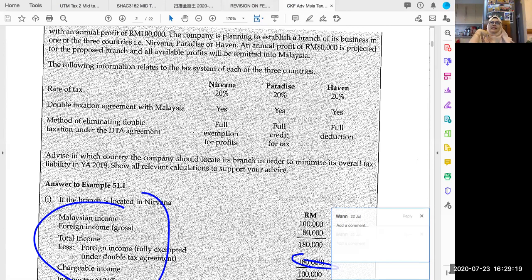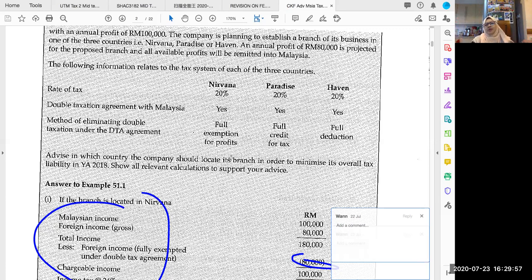But remember that in practice, in reality, for example, Malaysia Airlines may derive income from Malaysia, then Australia, then Singapore, Japan, and everywhere. Wherever countries they go, they will derive income. And remember that the DTA between Malaysia and Australia is not the same as Malaysia and Japan. So I have to look at the DTA and how the tax credit or tax elimination method works.